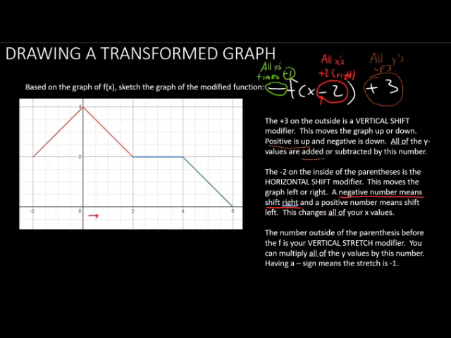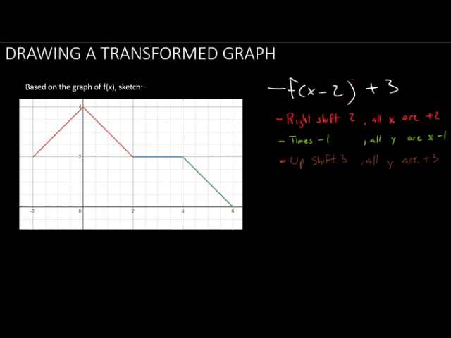With these things in mind, let's now try to draw the new graph. I've rewritten all of our transformation modifiers underneath the function. We have a right shift of 2 because of the minus 2 on the inside, a times negative 1 because of the negative 1 on the outside, and then plus 3 after the negative f(x - 2) will mean an upward shift of 3. Remember that we said the right shift of 2 was horizontal and the upshift was vertical. Also, that negative 1 is effectively a stretch.